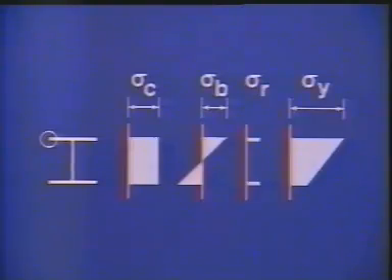When the column is loaded, first yield is reached under a combination of axial compression, bending caused by the lateral deflection, and residual stresses at the extreme fibre of the section. Increases of load beyond this level cause the yielded zone to spread across and along the column section.